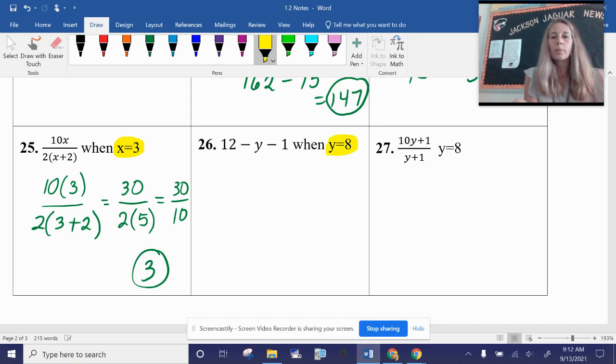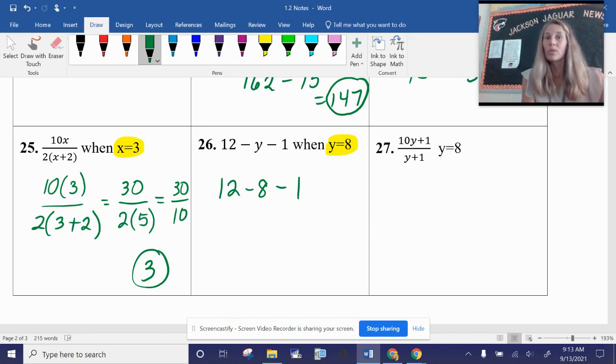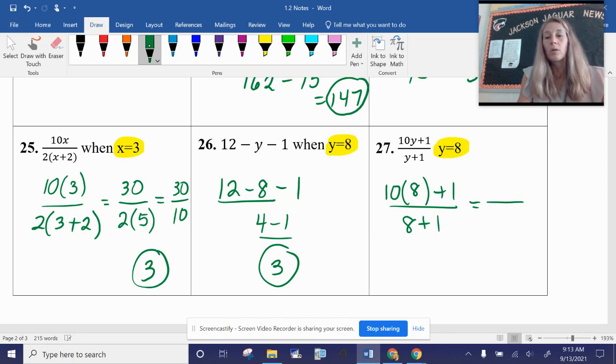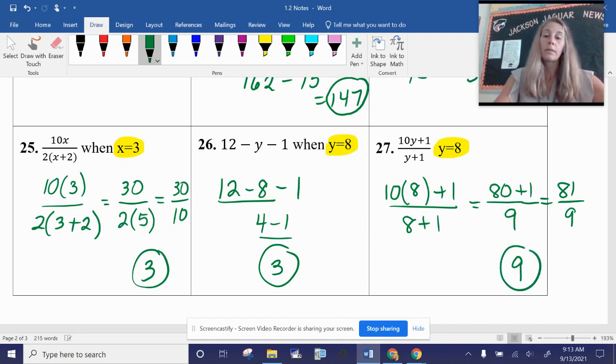Okay, number 26, this time I'm substituting in an 8. So 12 minus 8 minus 1. I'm just going to go left to right doing my subtraction. 12 minus 8 is 4, and 4 minus 1 is 3. And then finally, for number 27, I have an 8. I'm going to substitute in my 8 for the y in both the numerator and the denominator. On the top, 10 times 8 is 80, and 80 plus 1 is 81. And on the bottom, I just have a 9. And then, of course, this one also happens to divide evenly to simplify down to a 9. And that's it for our lesson today.